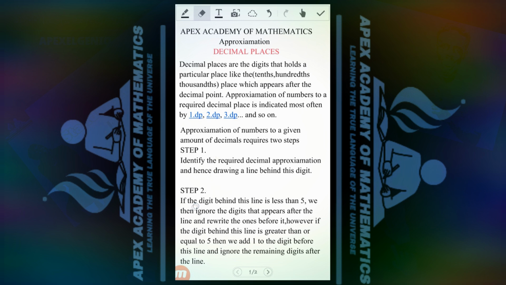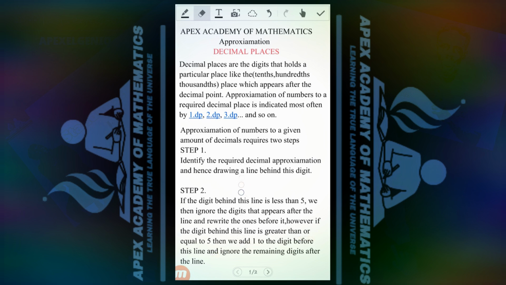Like in significant figures, step 2 says here: if the digit behind this line is less than 5, we ignore the digits that appear after the line, quite self-explanatory, and rewrite the ones before it. However, if the digit behind the line is greater than or equal to 5, then we add 1 to the digit before and ignore the remaining digits after the line.